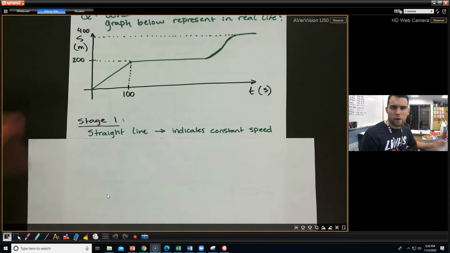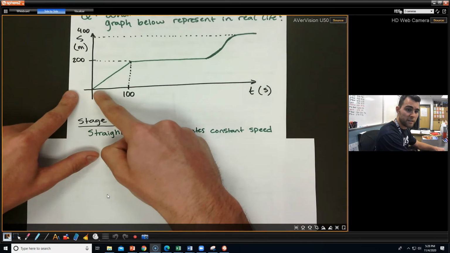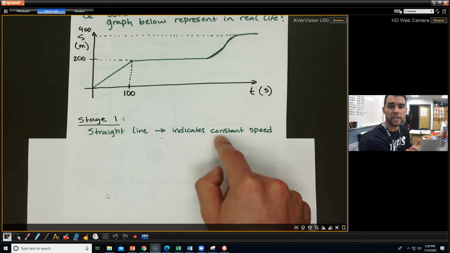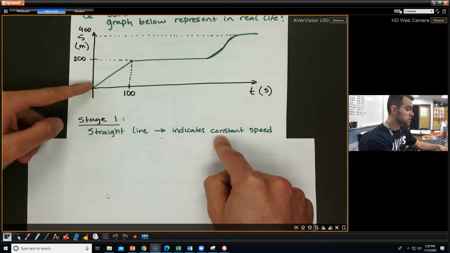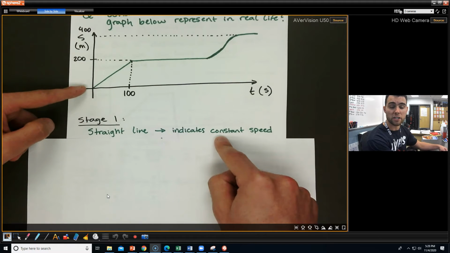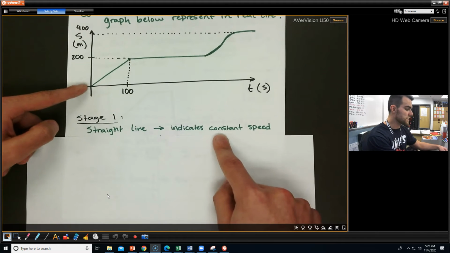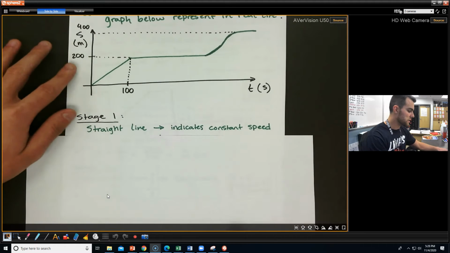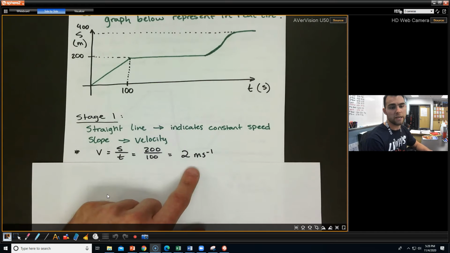There are some features with this graph that we definitely want to discuss. Stage 1. Why am I saying stage 1? Well, we can break this graph up into different stages because there's different things going on at different times, okay? So you could say stage 1 is this part right here where we have a straight line. A straight line indicates a constant speed. We saw with our displacement time graphs for our lab that the slope of this is going to be our speed or our velocity. So if it's a straight line, then it's a constant speed, and the constant speed of that would end up being 2 meters per second.